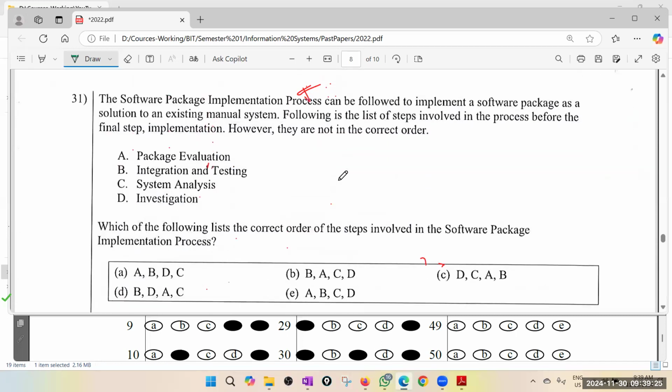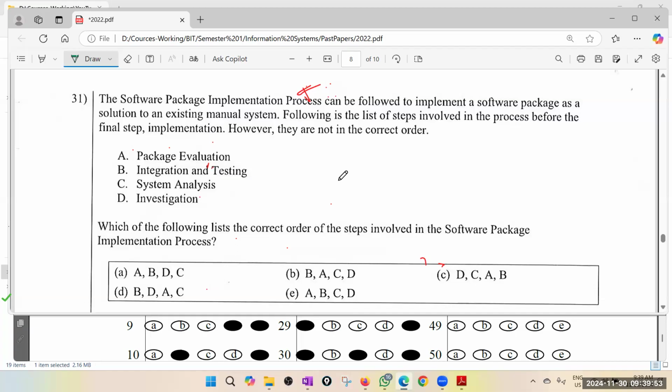31. Software package implementation process. That is pretty much reusable software development, where you analyze different software packages and pick those packages and build your software. Maybe you need to develop only small parts. Most of the things you are going to reuse from the existing packages from different vendors and so on.